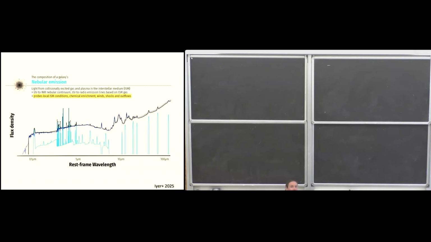Now, I don't want to go into a class on ISM physics, though probably many cosmologists could use more understanding of the ISM. What I want to highlight here now is just that if we talk about emission line galaxies, then we really are probing the nebular emission from these galaxies. That is, we are really sensitive to the local ISM conditions, chemical enrichment, winds, shocks, and outflows that all determine how these excitations happen, what the mean free path is, and so on. So there really is a lot of astrophysics that goes into baking an emission line galaxy.